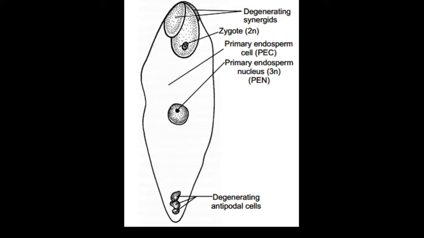Now, what is bagging? The emasculated flower is covered with a paper bag to prevent contamination from unwanted pollen. This is called bagging. On attaining maturity, mature pollen from the desirable plant is dusted on the stigma of the bagged flower, and it is rebagged for fruit formation or development. Now we are going on to double fertilization and triple fusion.